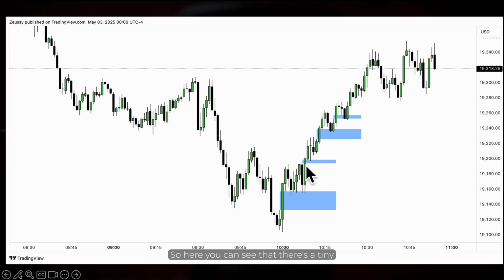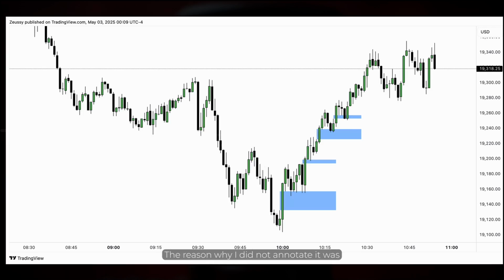So here you can see that there's a tiny imbalance which got created. Do you see how the market retraced into that imbalance right here? But if you want to see more than simply that imbalance, look on the left side of the curve. Do you see this upclose candle? This is your bullish breaker.